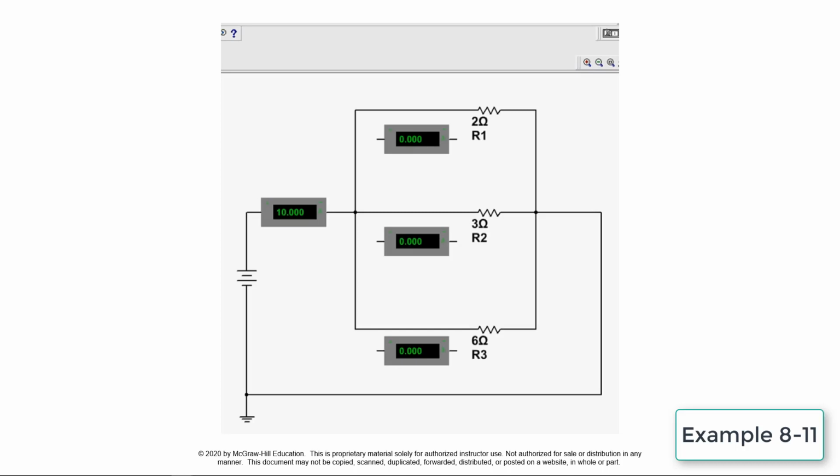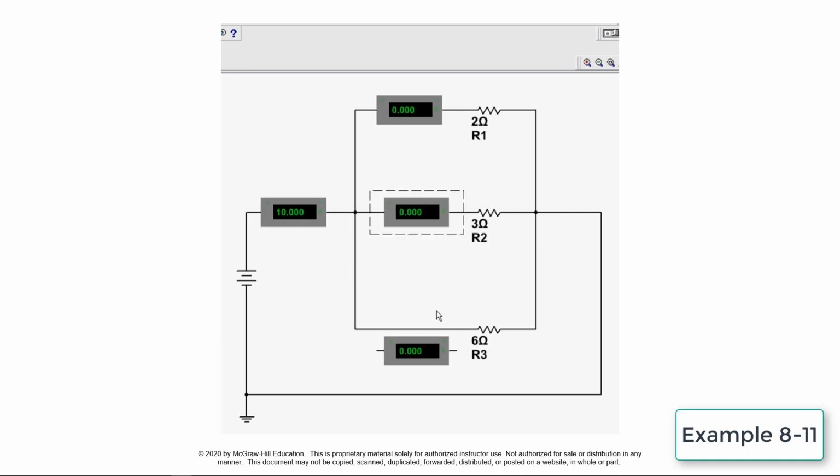The current divider formula is used to calculate the current value through each resistor. In this case, 5 amps, 3.33 amps, and 1.67 amps respectively. The calculated current values are verified by connecting ammeters in series with each resistor and observing the display readings.